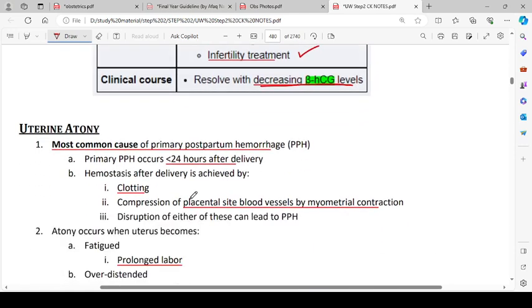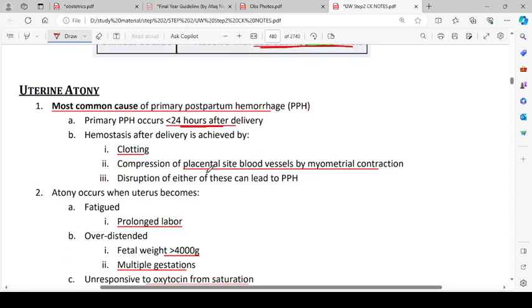Uterine atony, most common cause of primary postpartum hemorrhage. Primary postpartum hemorrhage occurs less than 24 hours after delivery. Hemostasis after delivery is achieved by clotting and compression of placental side blood vessels by the myometrial contraction. Disruption of either of these can lead to postpartum hemorrhage.